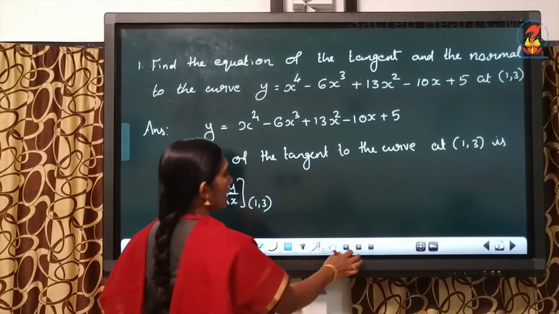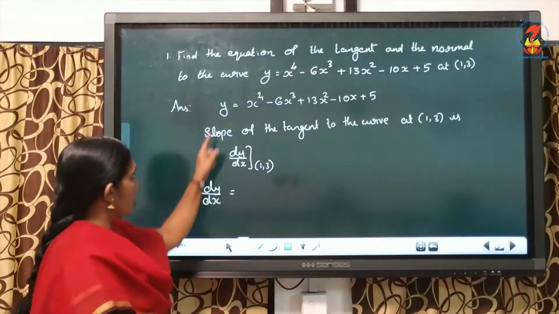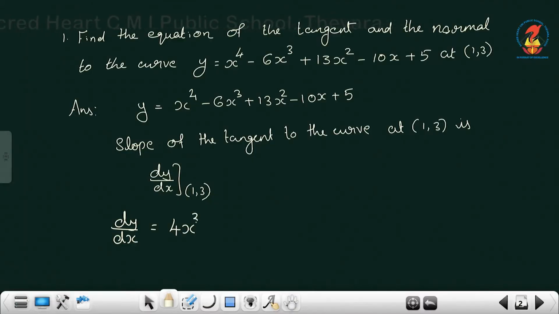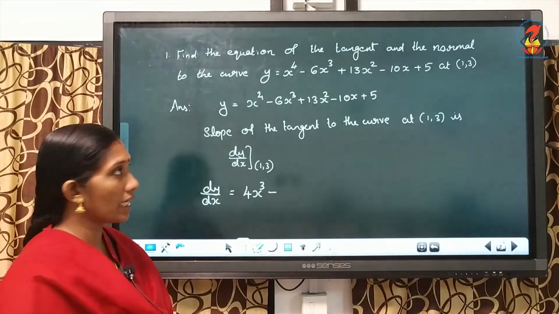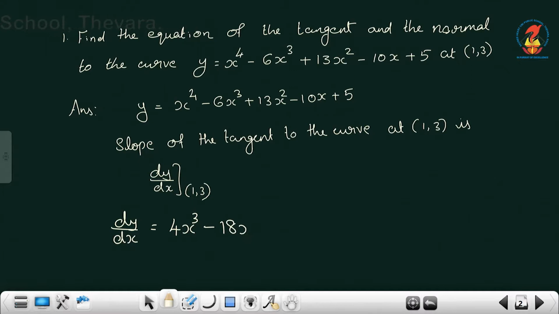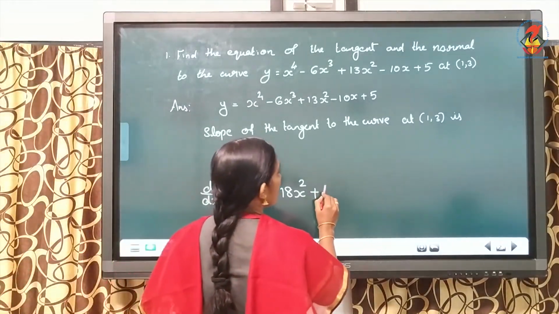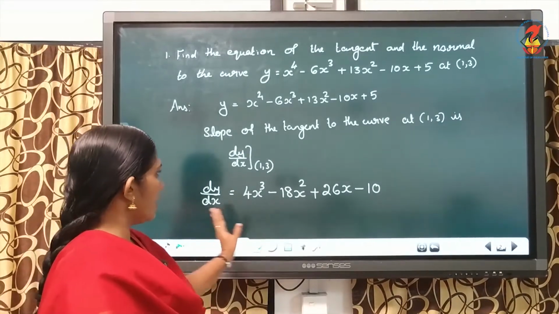So now we can find the derivative. What is the derivative? dy/dx is equal to, differentiating with respect to x: x^4, derivative is 4x^3; minus 6 is a constant, 6 into x^3, derivative 3x^2, so that becomes 18x^2; plus 13 is a constant, x^2 derivative is 2x, so 13 into 2 is 26x; then minus 10 is a constant, 10 into derivative of x, which is 1. So this is the derivative.